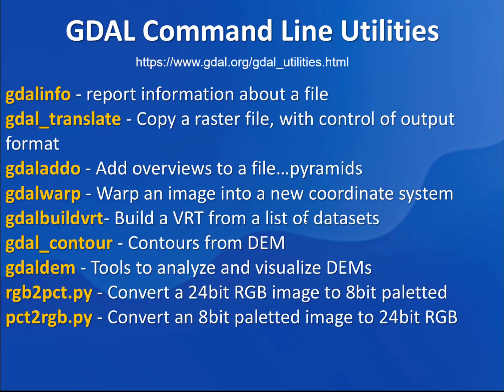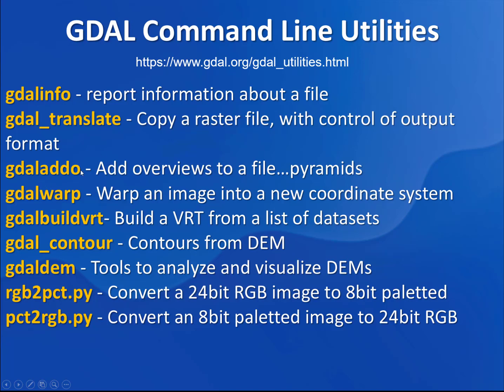And Gdal also comes with command line utilities. So these are some of the utilities that are out there. Just like there's OGR info, there's GDAL info that reports information about a raster file. GDAL translate lets you basically convert a raster to a different format and change the coordinate system along the way.